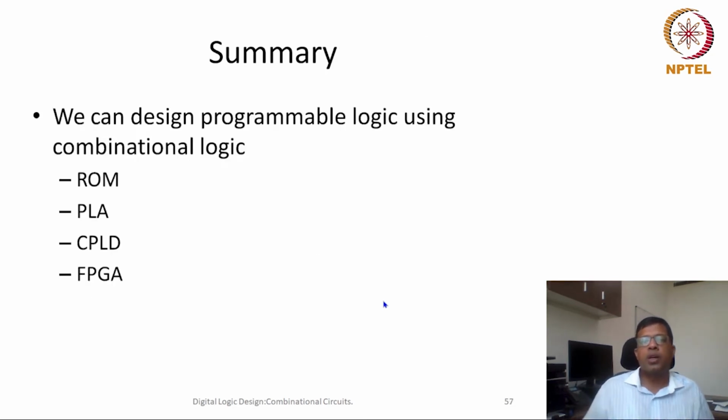So in summary, what we have done in today's lecture, we have seen how a programmable logic can be created using generic combinational circuits. We have seen 4 methods: read-only memory, PLAs (programmable logic arrays), CPLDs, as well as FPGAs. Any of these methods can be used, but as we are going more and more complex, these days mostly FPGA is used as a programmable hardware solution.